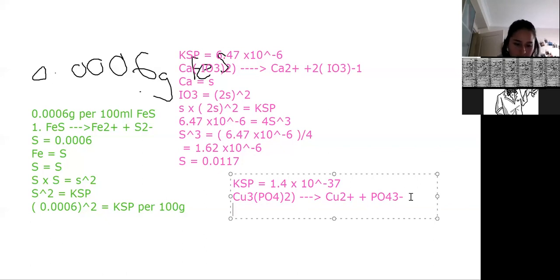So, yes. We've been given our Ksp at 25 degrees. Our job is to calculate the concentration of copper and phosphate in a saturated solution of copper 2 phosphate. So, in theory, that's a fancy way of saying find S for both of the ions. Yep. All right. Let's do this.